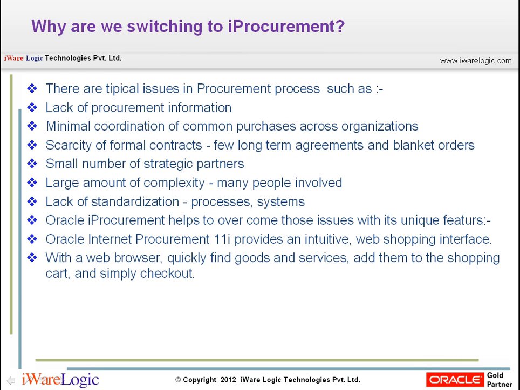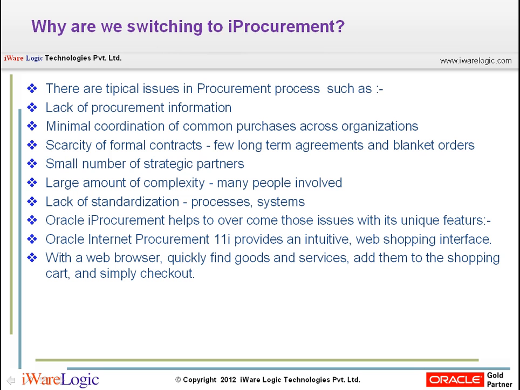Why are we switching to iProcurement? This is a very basic question. There are typical issues in procurement processes like lack of procurement information, minimal coordination of common purchases across the organization, scarcity of formal contracts like long-term agreements or blanket orders, a small number of strategic partners, and a large amount of complexity, such as many people involved in the purchasing process or in the approval process. There is also a lack of standardization of processes as well as systems.